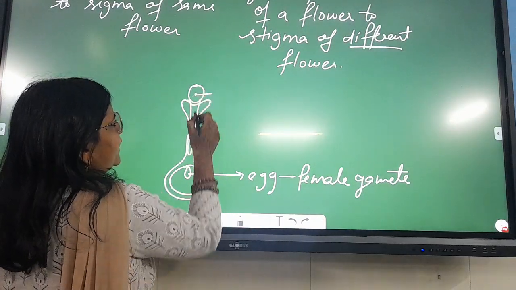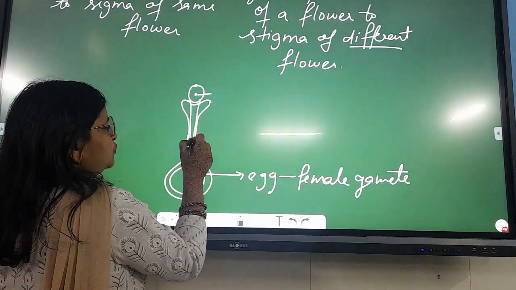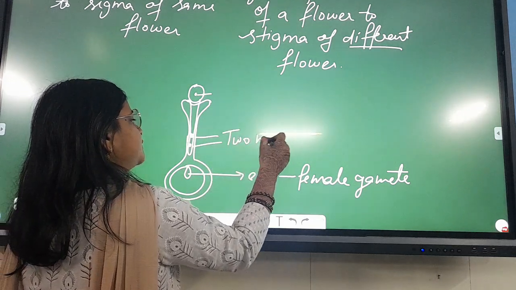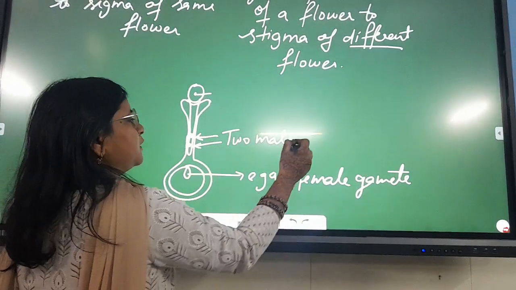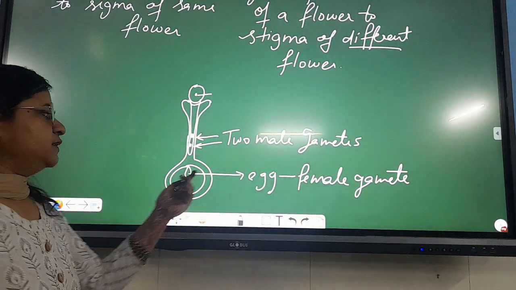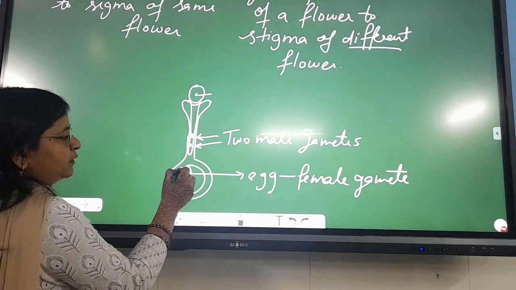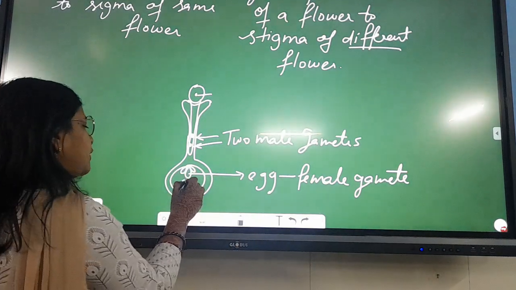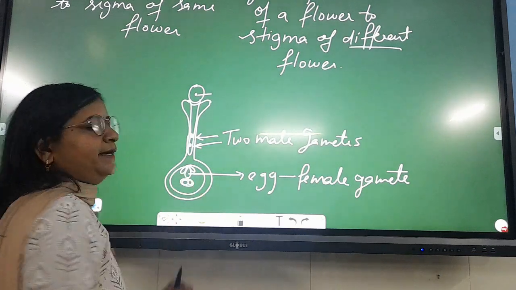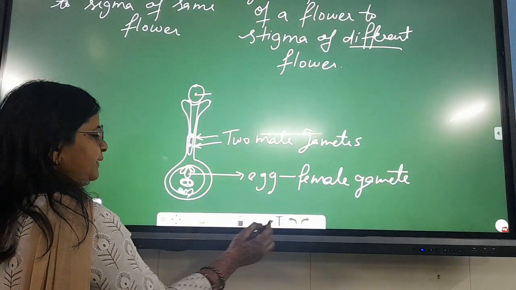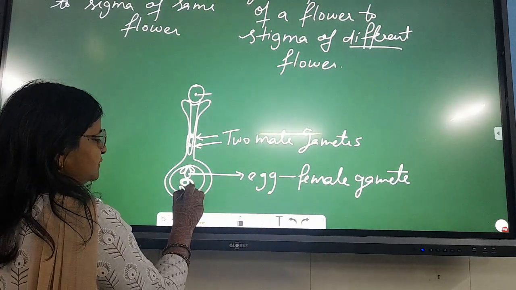Here the nucleus divides into two gametes. So here are the two male gametes. In the ovary, there is one nucleus, that is the egg, and helping nuclei called synergids. There are polar nuclei, having two nuclei, and three nuclei called antipodals.